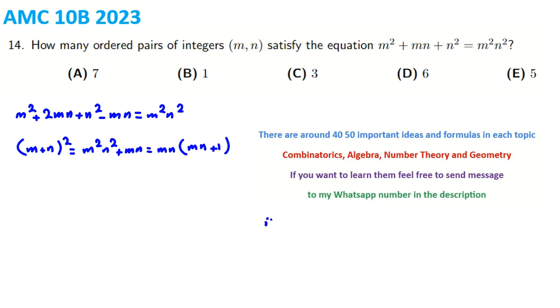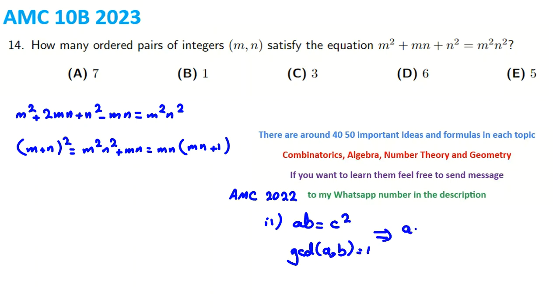Okay, now idea 1. Also, I saw a problem in AMC 12A or 12B 2022 with the same idea. And I used that idea in that problem. If AB equals a perfect square C squared and GCD of A and B is 1, then A is C1 squared, B is C2 squared. For example, for positive integers.